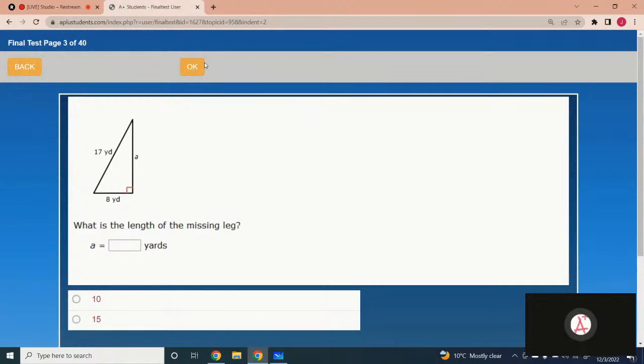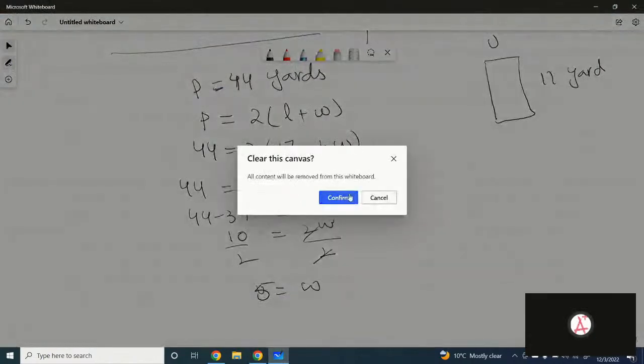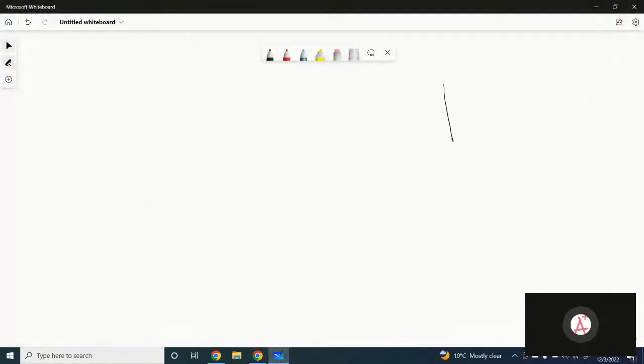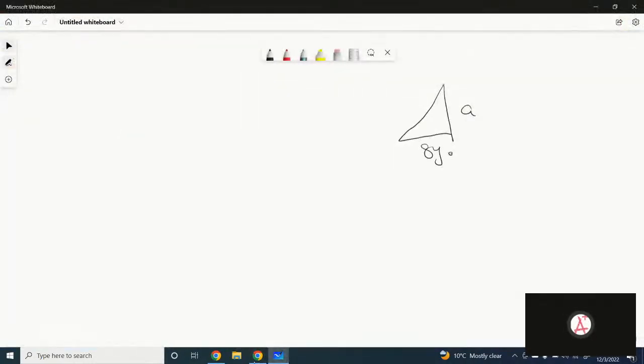Okay, find the length of the missing leg. Got it? You have to find the length of the missing leg. You have to use the Pythagorean theorem to find the length of the missing leg. So let's just use the Pythagorean theorem because it's a right angle triangle. So for the right angles, you have to use the Pythagorean theorem. It would be A, 8 yards and 17 yards.